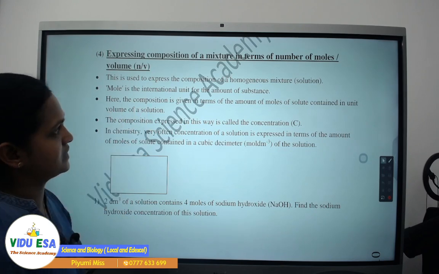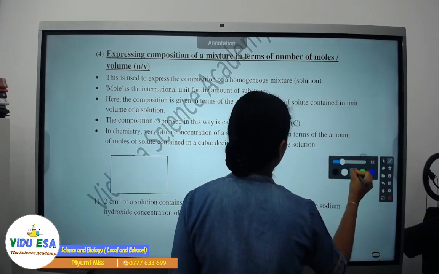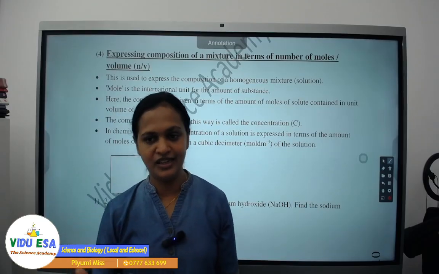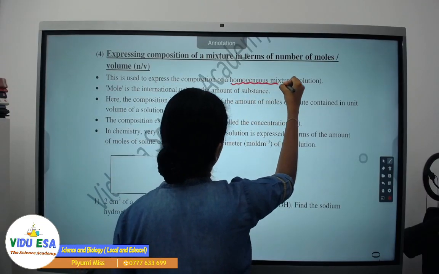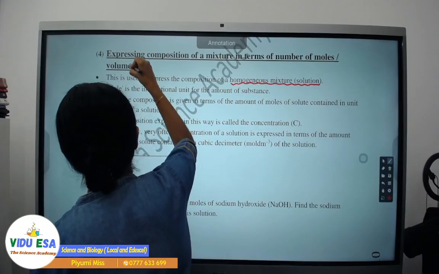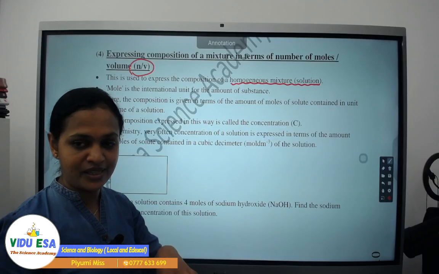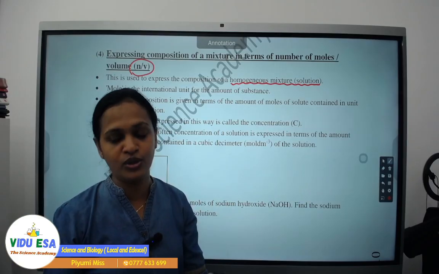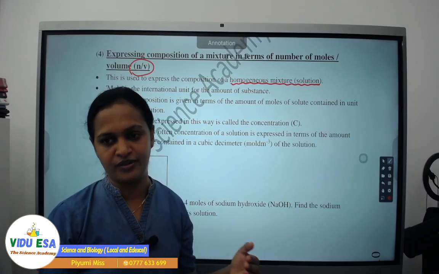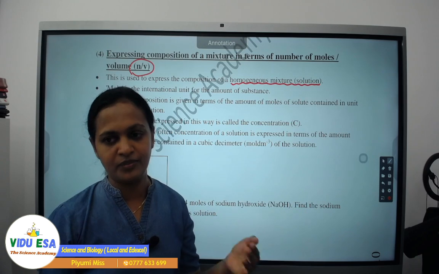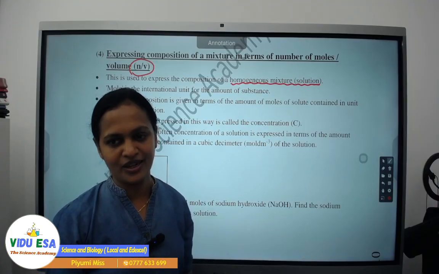This is used to express the composition of a homogeneous mixture. A homogeneous mixture in a liquid state is known as a solution. So this is most probably used to express the composition of solutions. That means the solute has been fully dissolved, and the composition is uniform throughout. Salt solution, sugar solution, potassium permanganate solution, copper sulfate solution, sodium hydroxide solution.